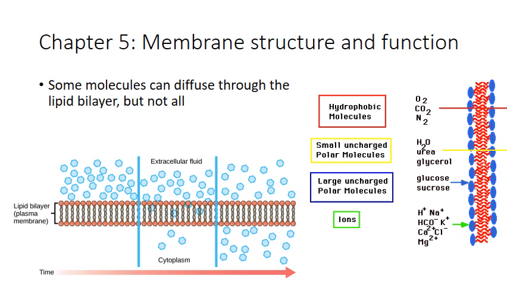So some things can get through these bilayers. So hydrophobic things, so nonpolar things can go through. Small things, even if they're polar, can go through. But big things and very polar things can't go through. So small things and nonpolar things will go through faster than big things and polar things.